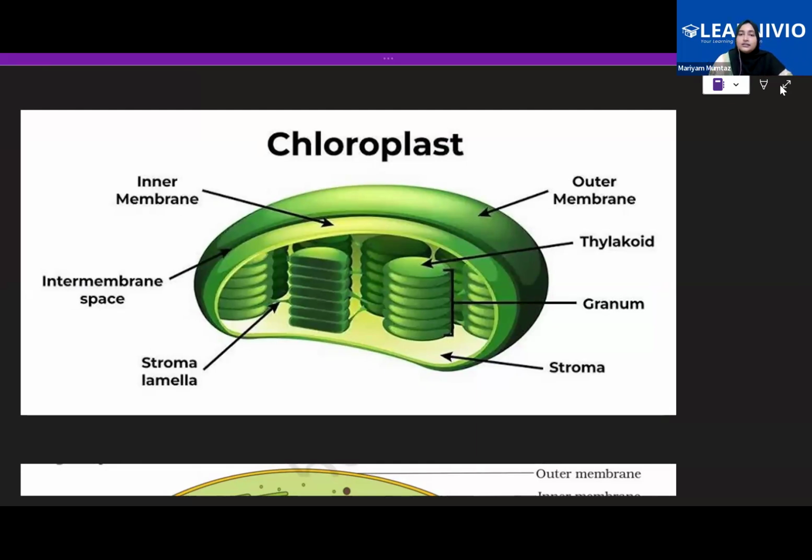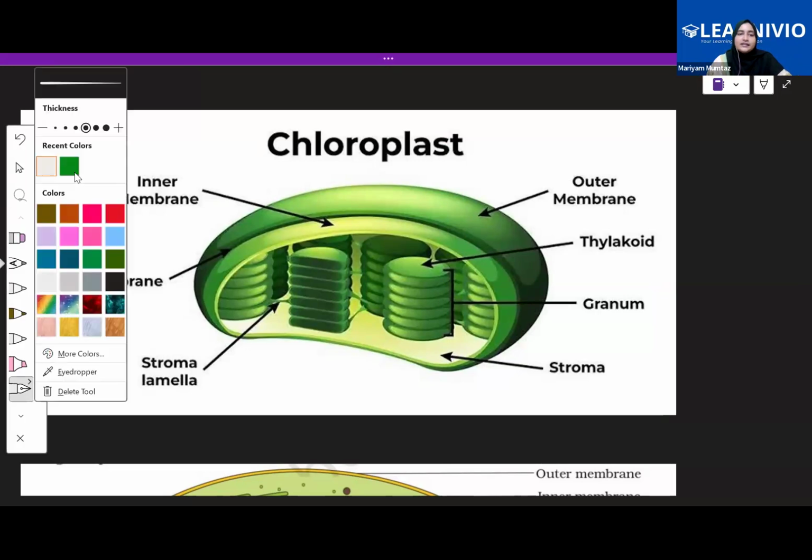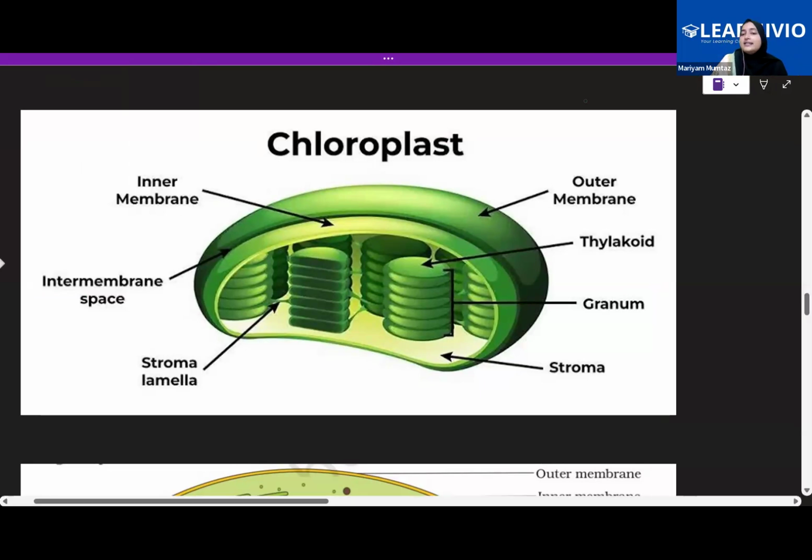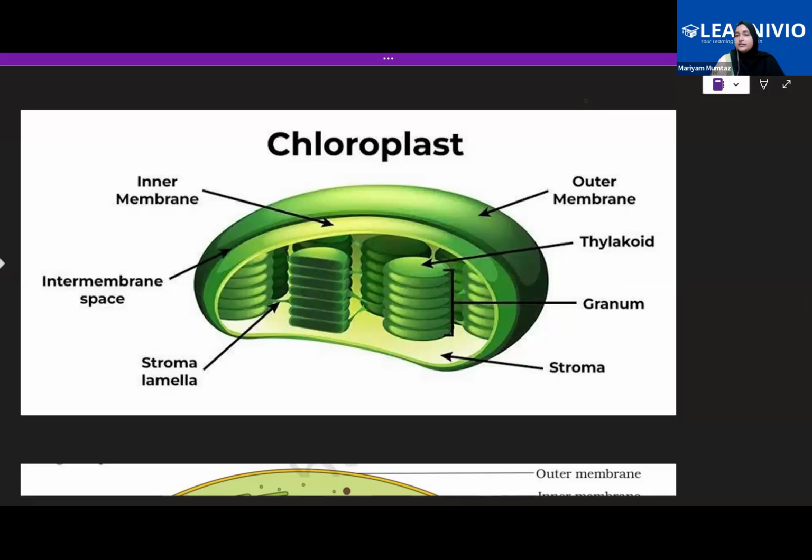The space enclosed by this particular membrane is the stroma. And inside the chloroplast, there is the presence of coin-like structures called the thylakoid. And when you stack several thylakoids one upon each other... Your voice is not clear, it's really low. Is it okay now? Yeah.